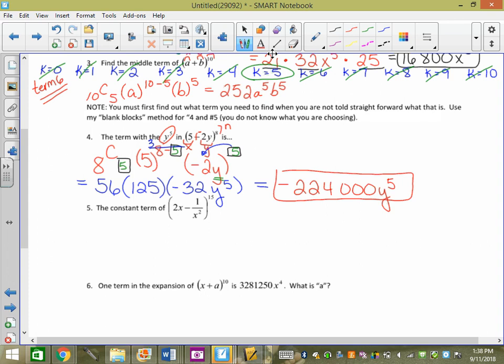Negative 224,000. So if they ask you for the coefficient, which sometimes they do, they literally just want the number in front. Why do you think they would possibly ask for just the coefficient? Because numeric response. If it's a numeric response box, you can't fit a variable into a numeric response box. So that's the way to do it. Can you put a negative into a numeric response? No. So do you just ignore the negative and still write the number then? No, you're wrong. Go back, try again.